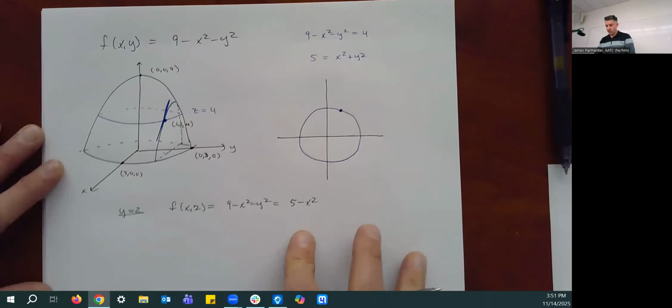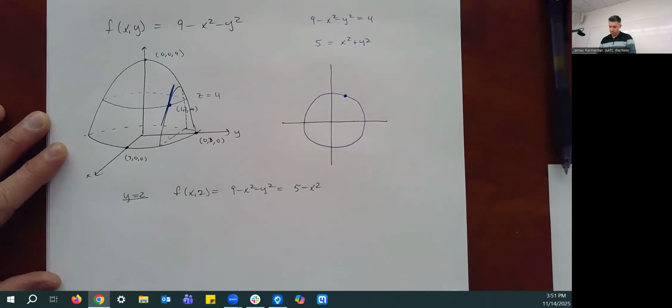Well, easy enough to calculate. My partial with respect to x is equal to 0 minus 2x minus 0. And if I plug in my point, (1, 2, 4), it's just going to equal negative 2 times 1, apologies, which is negative 2. I don't think it's too terribly surprising, because if I move forward, I'm moving down the parabola. So my derivative should be negative because my z values are decreasing as my x values are increasing.